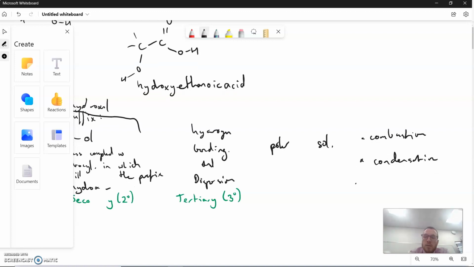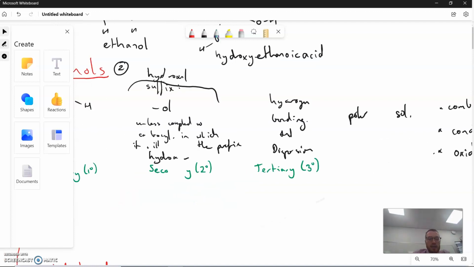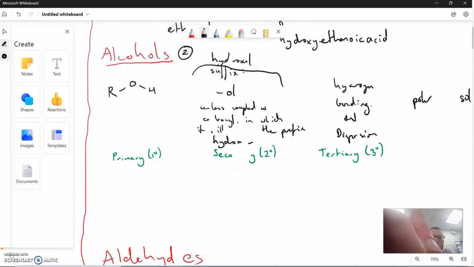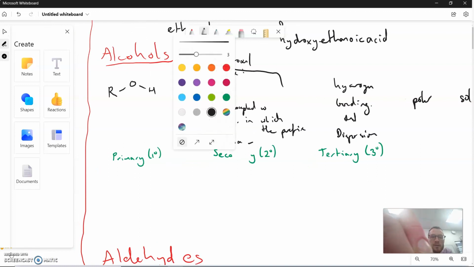Yeah, and also it undergoes oxidation reactions. And the product of oxidation is determined by whether we've got a primary, secondary or a tertiary alcohol. So let's talk about the differences between them.